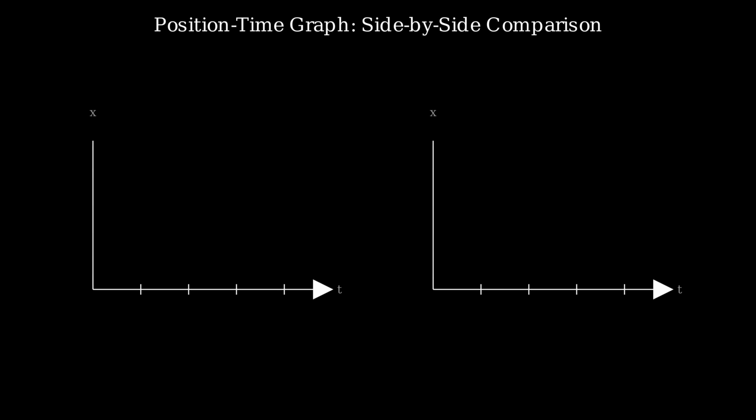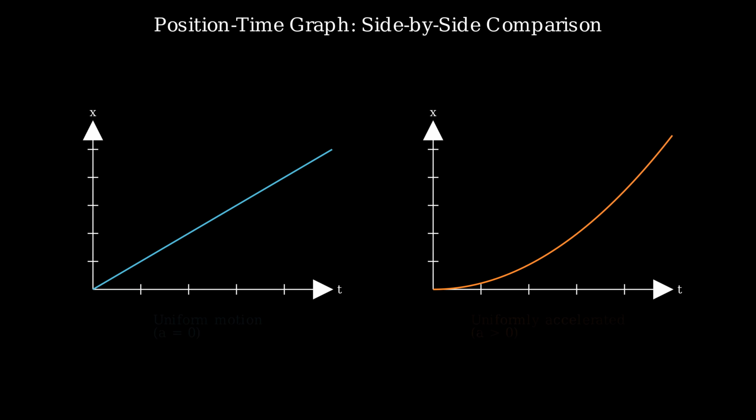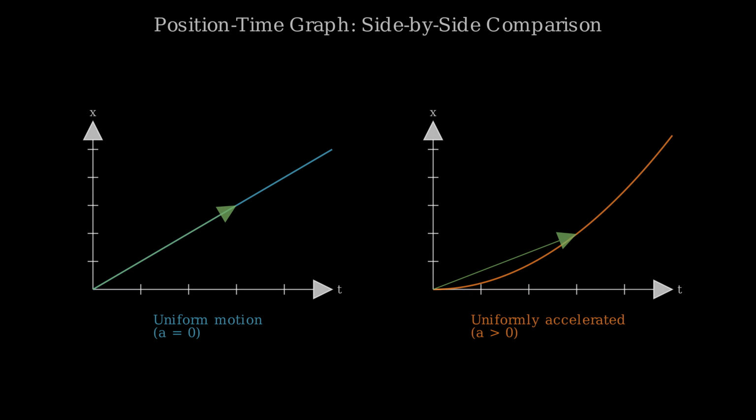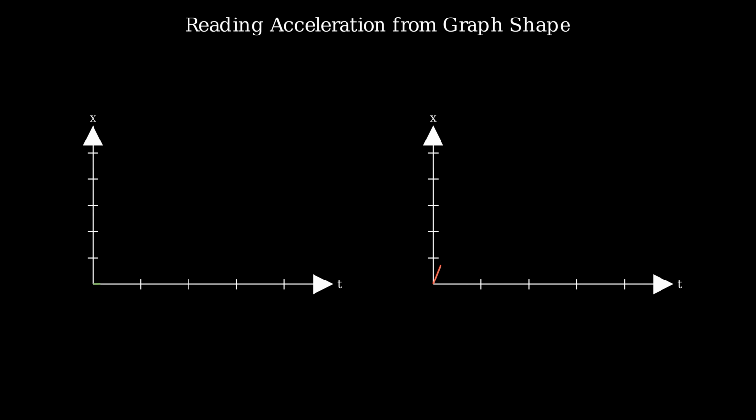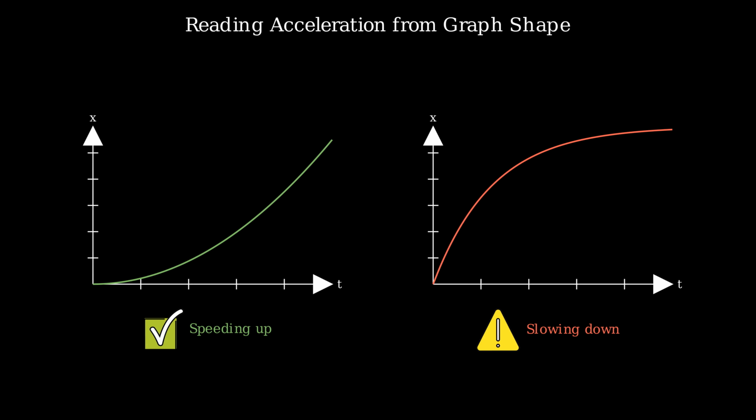Here's the key. For uniform motion, the graph is a straight line. For uniformly accelerated motion, the graph is a parabola or at least a curved line. How do we tell if the object is speeding up or slowing down? Just by looking at the graph. If the curve is getting steeper, the object is speeding up. If it's getting flatter, the object is slowing down.